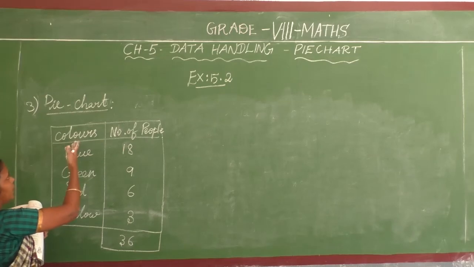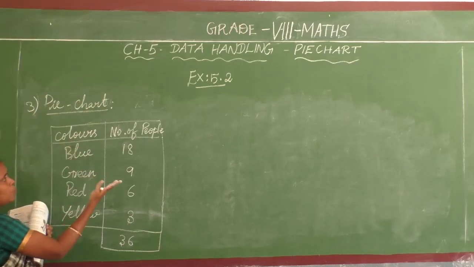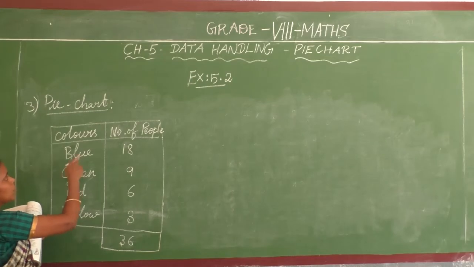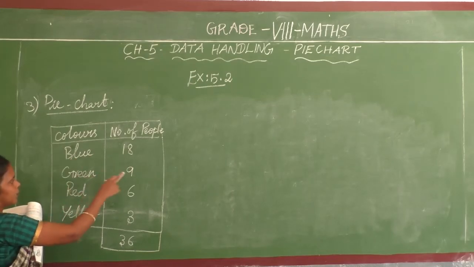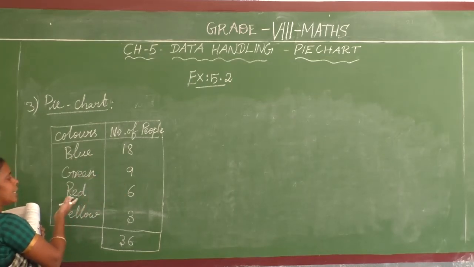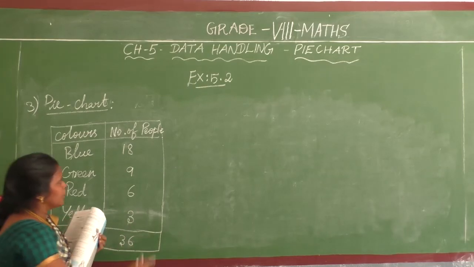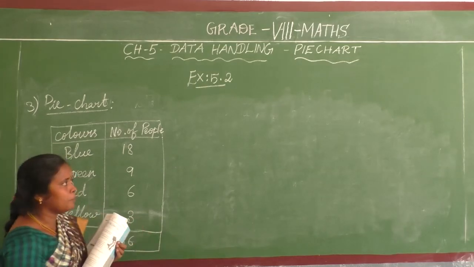Here they have asked the colors, with how many people like what colors. See, blue color liked by 18 people, green color liked by 9 people, red 6, yellow 3. So total number of people 36 coming. Using this, we have to make a pie chart.